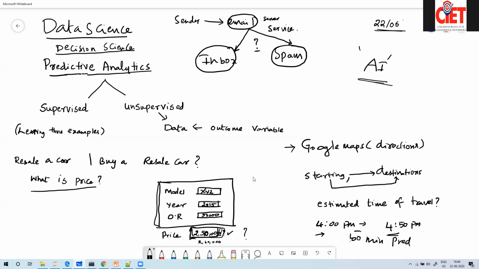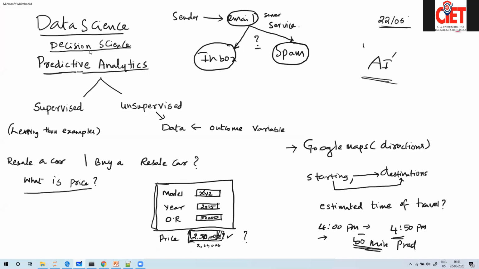Now we want to predict this travel time over here. How can we predict this travel time? So this is the question, okay? Let me take a new sheet. So we want to predict something, whatever be the prediction, okay? We want to make some predictions. So how do we make this prediction?